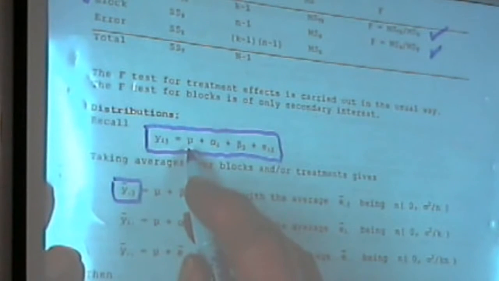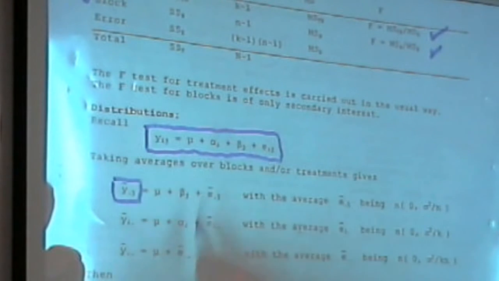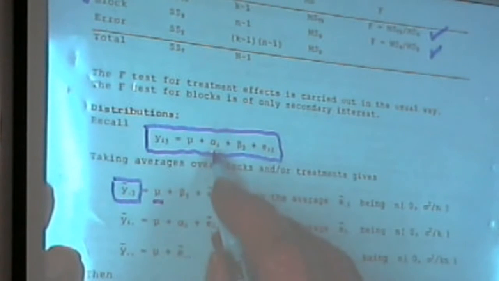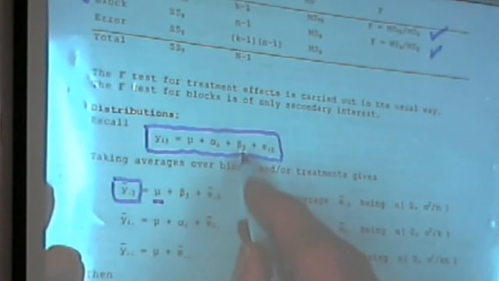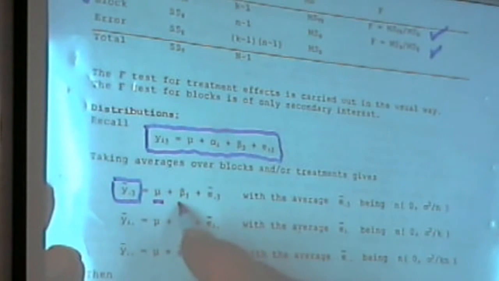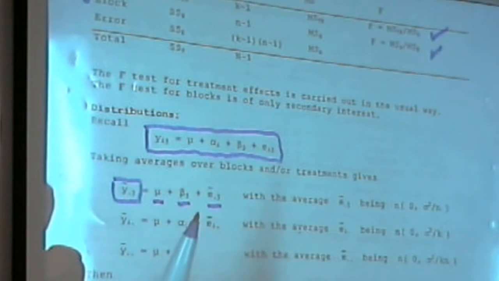Well, mu is a constant in every one of those terms, so I'll just get mu. Alpha I sums to 0 by the side condition on those parameters. So the alpha I's, when I add on I, drop away. The beta j is a constant with respect to the sum on I, so that's the same in every term of my sum. And so when I take the average, I pop out just the beta j. And then I would get the average of the EIJs, which I would call E bar dot j. And so here's the equation.